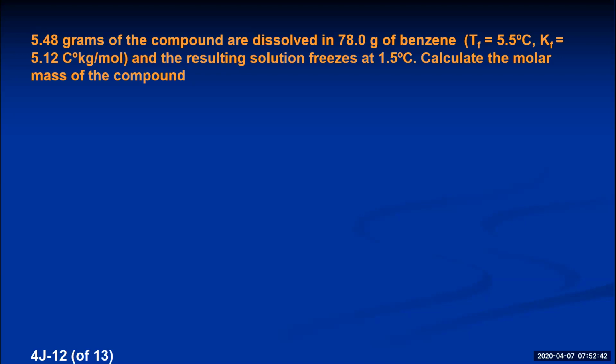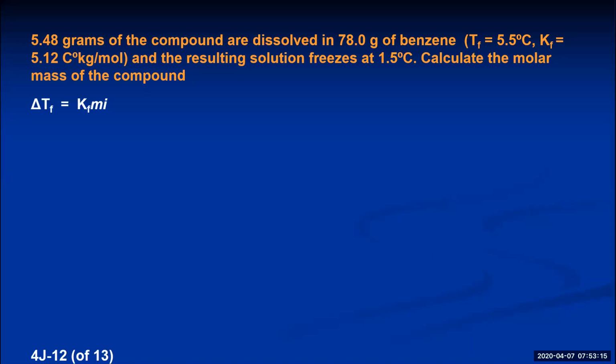So this is colligative property data involving the freezing point of a solution. We've dissolved 5.48 grams of this unknown compound in 78 grams of benzene, and the freezing point has gone from 5.5 down to 1.5. We can calculate the molar mass of the compound from a change in freezing point, or any of the colligative properties. It comes from our colligative property equation: change in freezing point equals freezing point constant multiplied by molality times i.